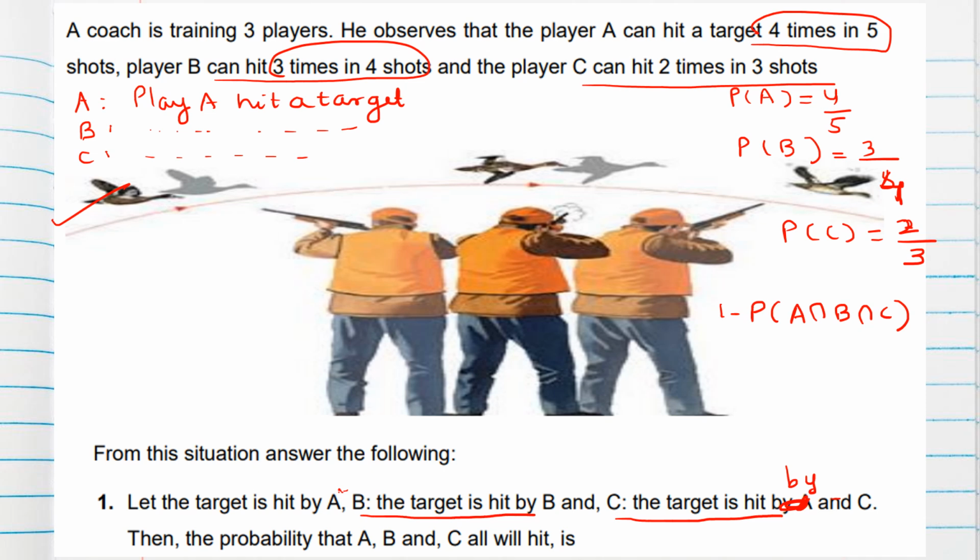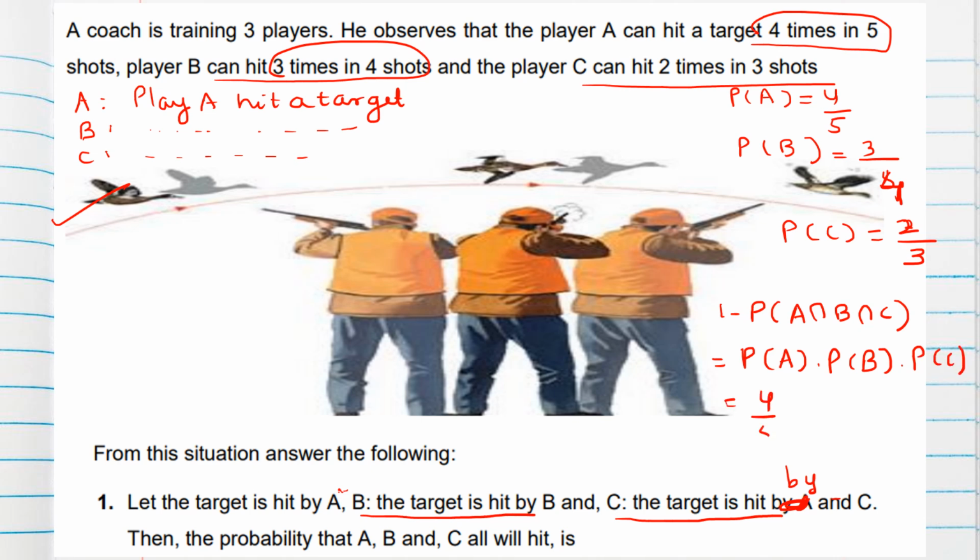When 2 cases are there and we say both should happen, we take the intersection, isn't it? So now all 3 should happen. All 3 should hit the target, so that means the intersection of all 3. Since it is an independent event, because the target hitting of player A is not affected by players B and C, we can use this formula: P of A into P of B into P of C.